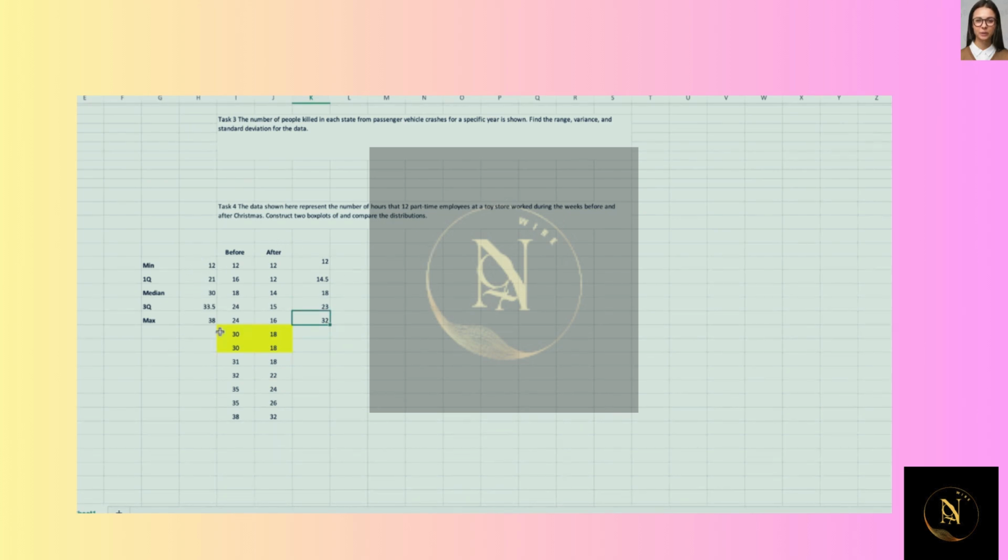So right now, if I draw my box and whiskers plot, they have the same minimum. Their quartiles are off. This one for the after is very close to the minimum. The median is in the middle. But then the spread is just very closer together. So I'm going to highlight the before and after and show you what the box plot looks like.